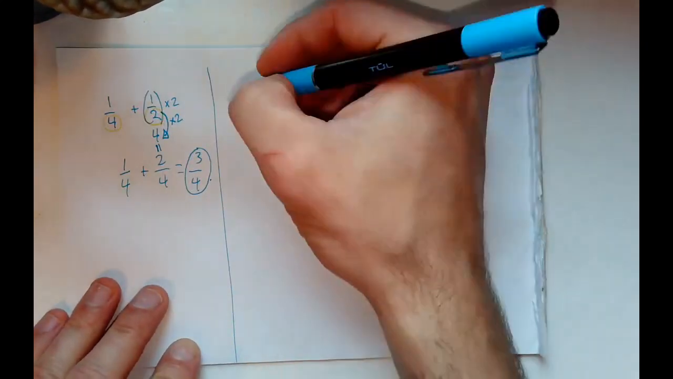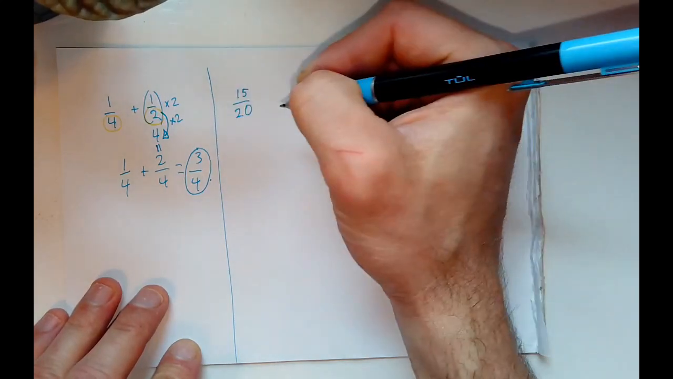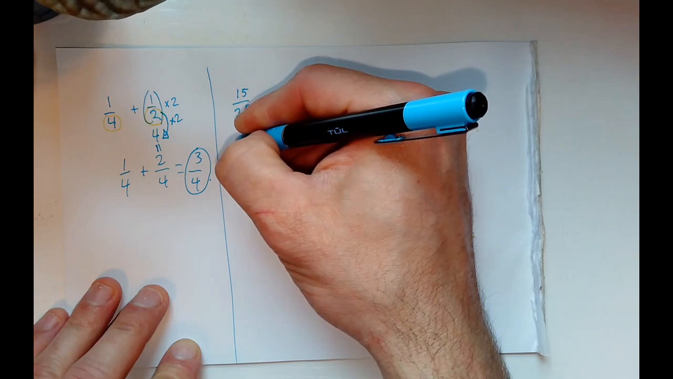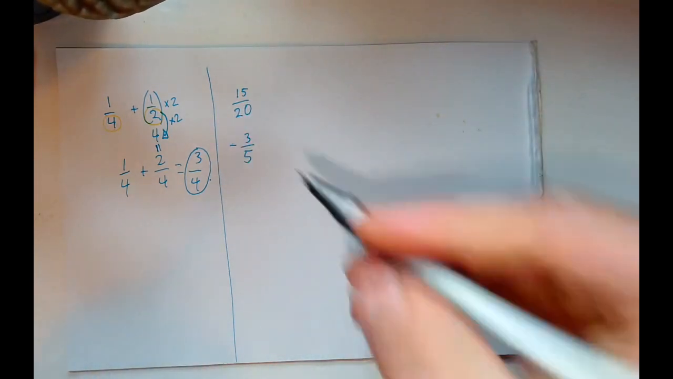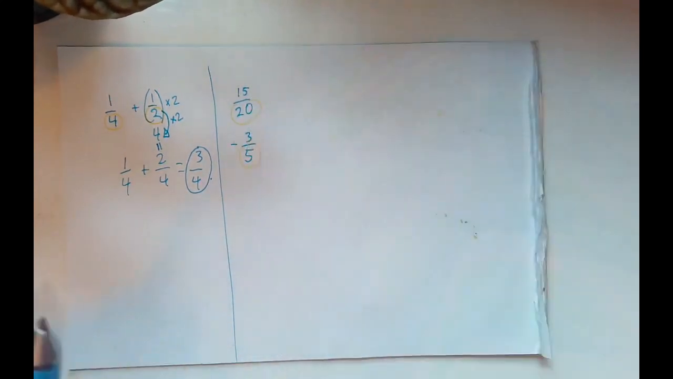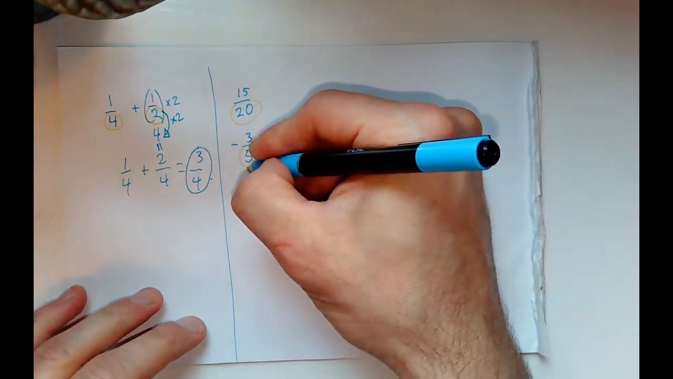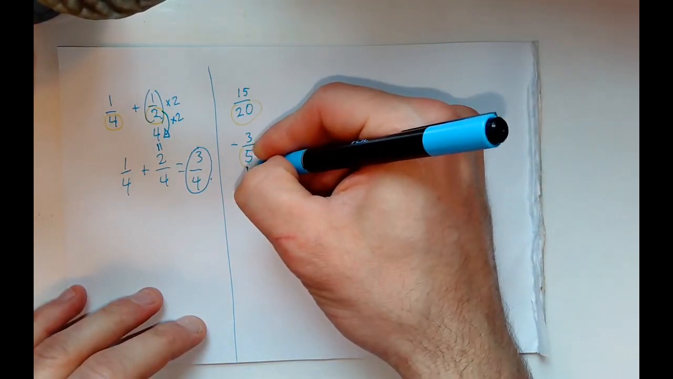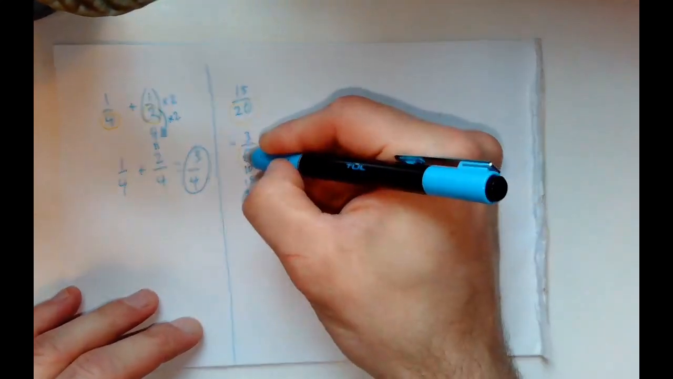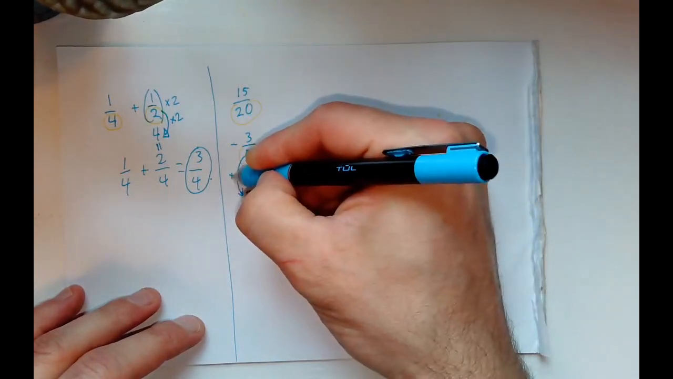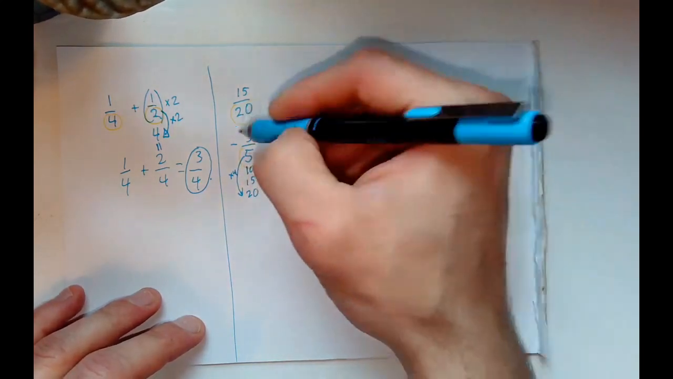This time we have 15/20, and we are going to subtract 3/5. Now I want you to notice that our denominators, once again, are different. Let's look at some multiples. Start with that smaller denominator, 5, 10, 15, 20. We had to split each piece 4 times. We had 5 pieces, it got split 4 times, that gives us 20 pieces.